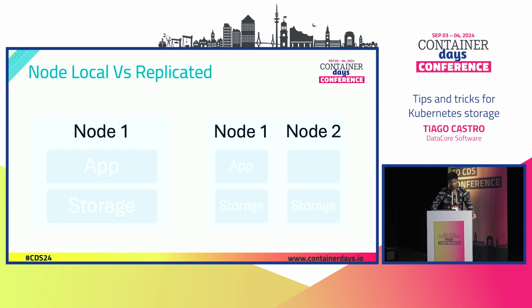So with OpenEBS, we have two different types of drivers. We have node local and we have replicated. Node local are the ones where the application is pinned to the storage node because the storage is not replicated. Then we have replicated, where the application can run on any node and the storage will be replicated across n nodes.